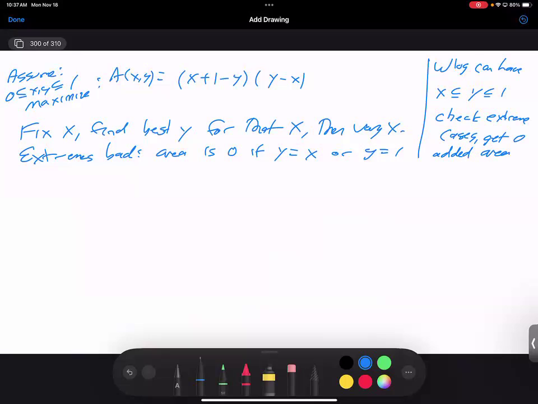So now we just want to figure out what's the best value of y between x and 1 that we could choose. So how would you find the best value of y from that equation? What would you do? Good. And so how should we take the derivative of a with respect to y?